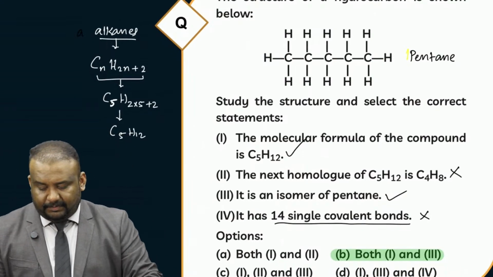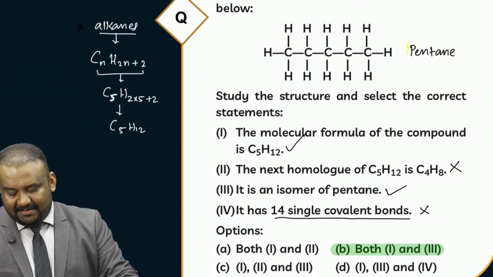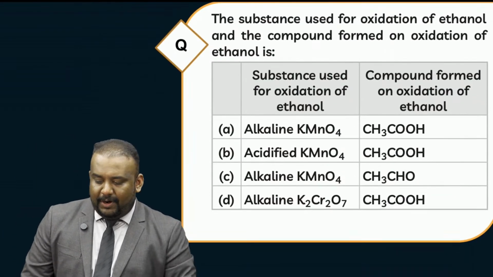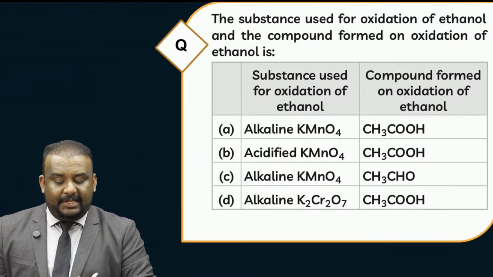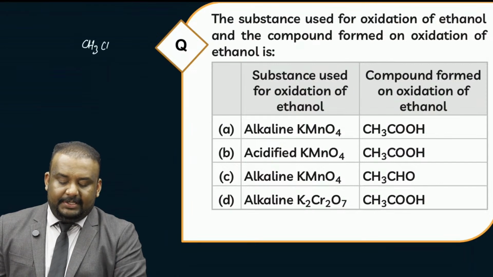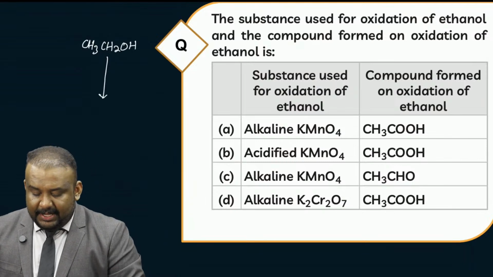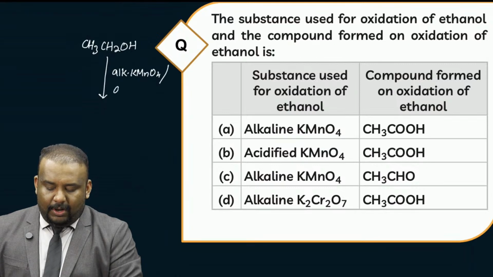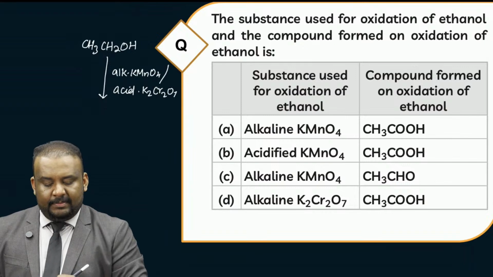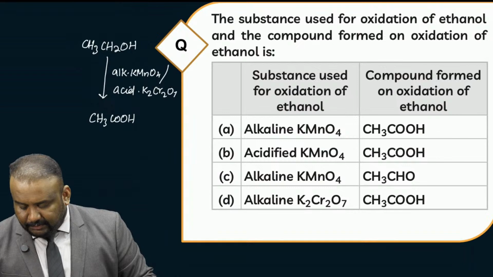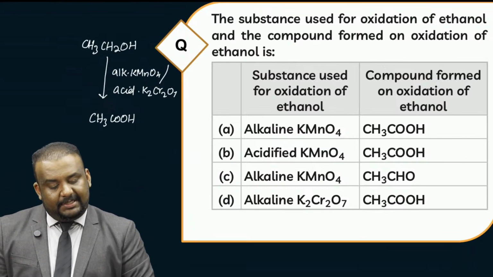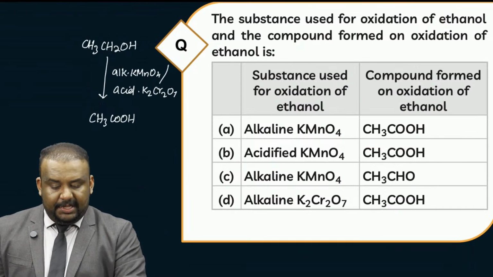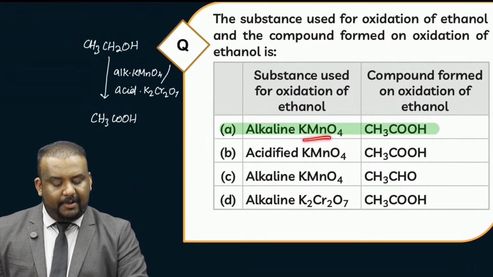So this question is clear to everyone? Okay. Next, the substance used for oxidation of ethanol and the compound formed on oxidation of ethanol is. I already told you about this oxidation of ethanol. How do we do the oxidation? Ethanol is CH3CH2OH. If you oxidize, you have different oxidizing agents, alkaline KMnO4 or acidified potassium dichromate. This will give you CH3COOH. So the substance used for oxidation is alkaline KMnO4 or acidified potassium dichromate. The oxidized compound is CH3COOH. So I think option 1 itself is correct. Alkaline KMnO4, CH3COOH.